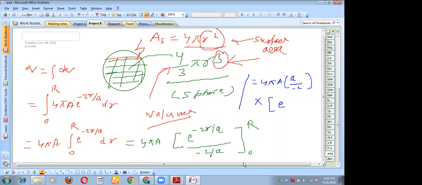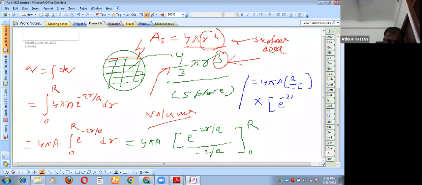Sir, e to the power minus 2 capital R by a upon minus 2 by a. Correct. In place of r, you have to put capital R, minus e to the power minus 2 into 0 into a, that is 0 by a. Getting my point? In place of r, you have to put capital R and 0, and just subtract. So simple thing, just put the values of limits.